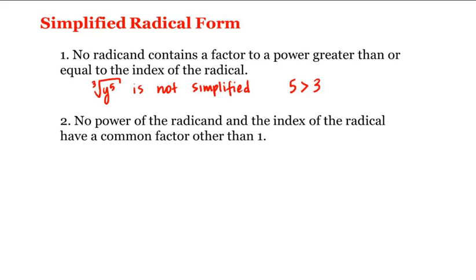The second property that must hold is that no power of the radicand and the index of the radical have a common factor other than 1. For example, the 9th root of x to the 12th would not be simplified, because 9 and 12 have a common factor of 3.